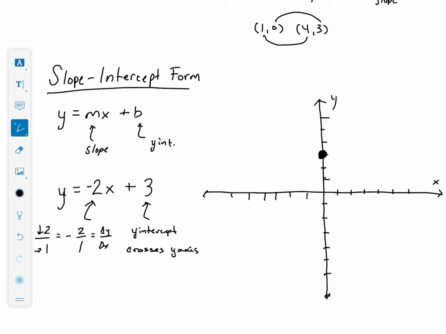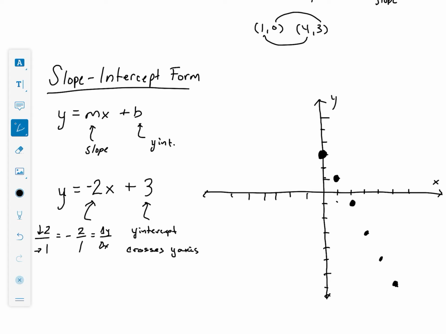So I'll go down 2 units and over 1 unit, and I'll plot a point. I'll go down 2 units, over 1 unit, I'll plot another point. And you can see my line is starting to form. Down 2 units, over 1, down 2 units, over 1, and down 2 units, over 1.